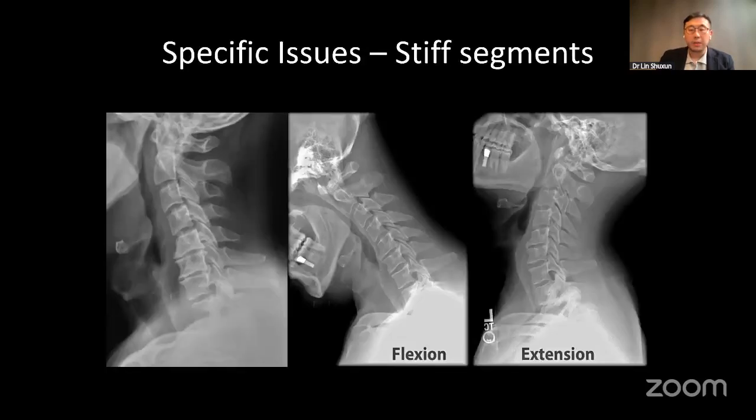So onto specific issues, like when the levels that need to be addressed are stiff. Above are common preoperative radiographs of 2 patients. So this is one patient, this is another patient. The disc degeneration is obvious, and on preoperative flexion and extension views, there is very minimal movement for the patient on the right at C5, C6 level.